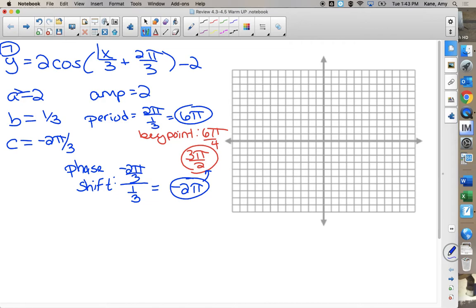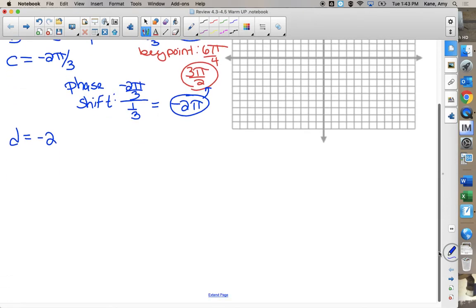The last part is that d value. That just shifts the graph down. That's the sinusoidal axis. It's the vertical shift. So the center of the graph should be down below the x-axis instead of at the x-axis. I'll use that number last.